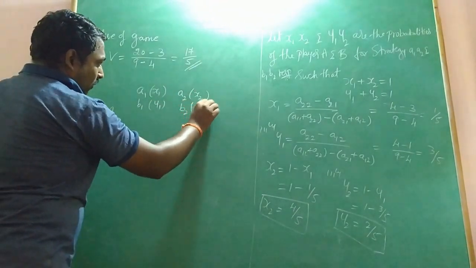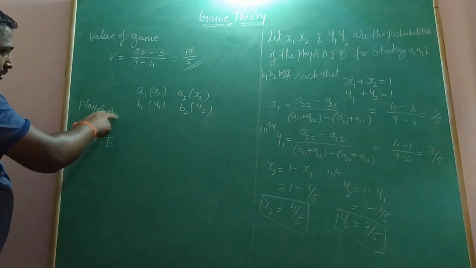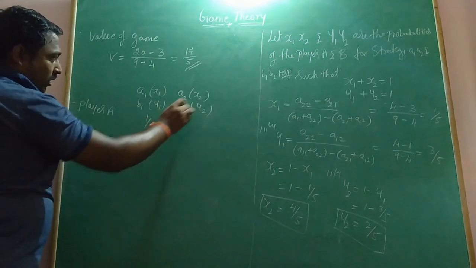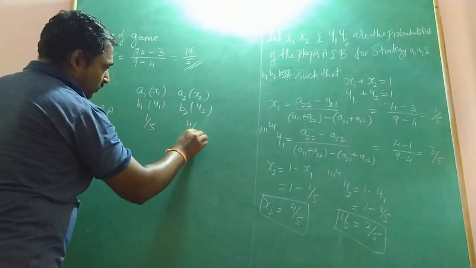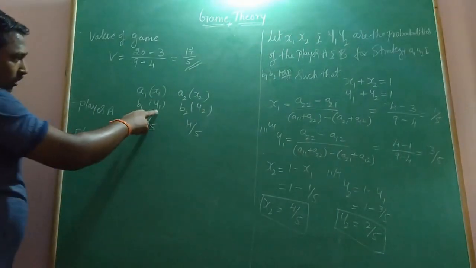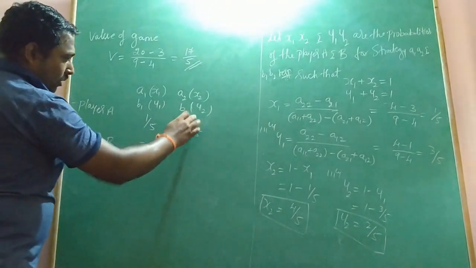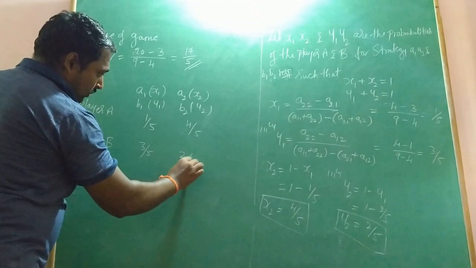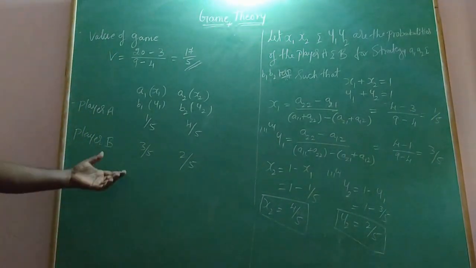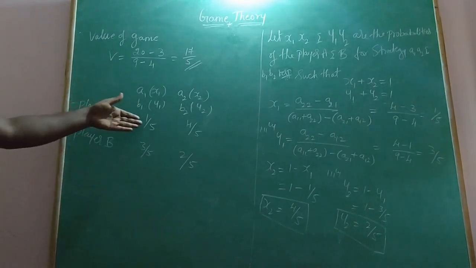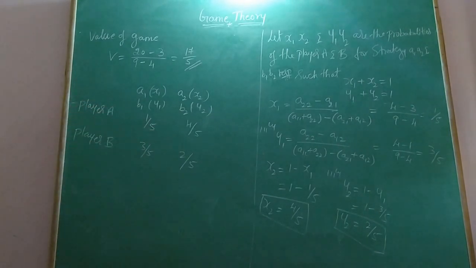For player A, what is the value of x1? x1 is 1 by 5. x2 value is 4 by 5. For player B, the y1 value is 3 by 5. The y2 value is 2 by 5. This is the solution for the given game. That means both players must use a mixed strategy to win a game.